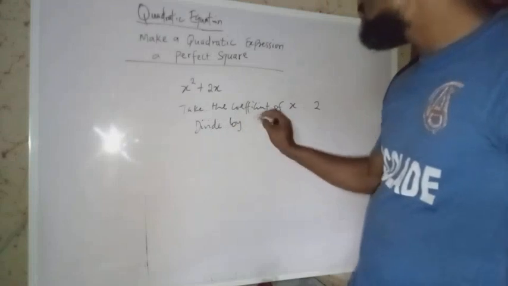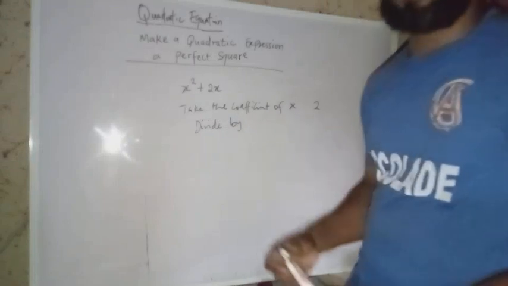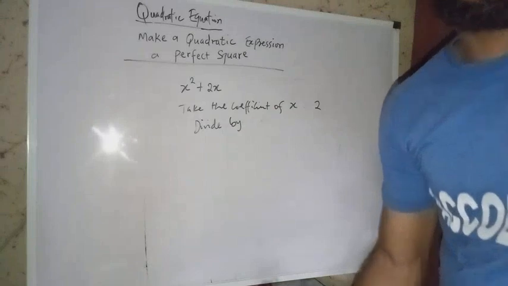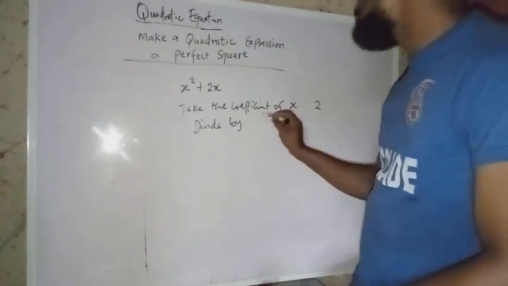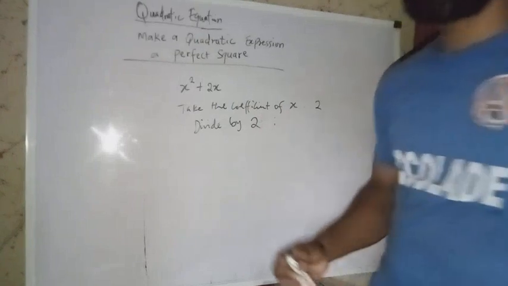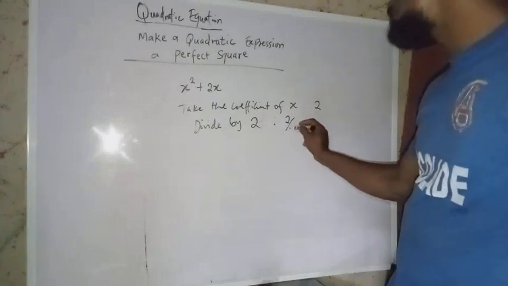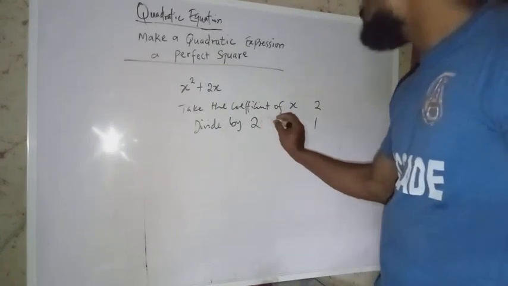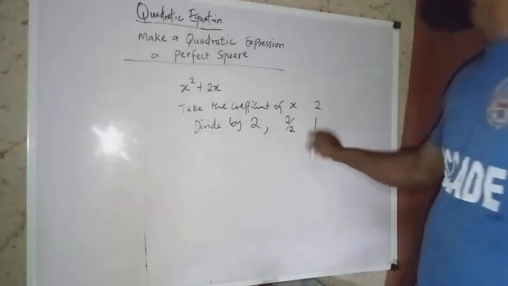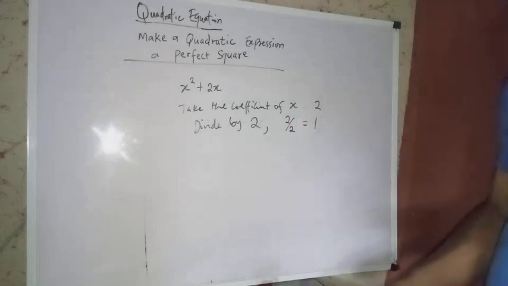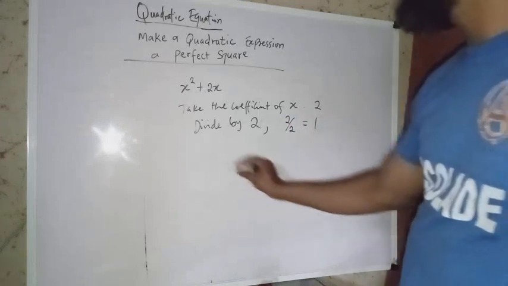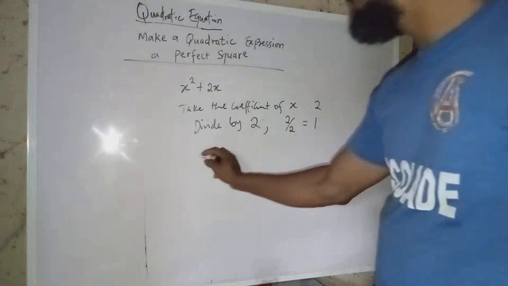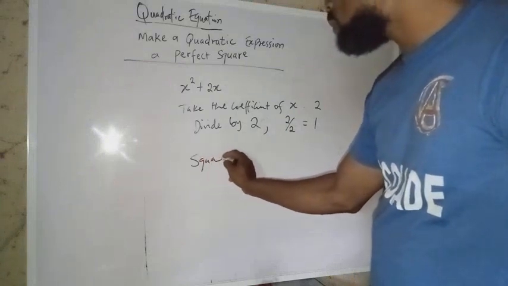divide it by 2. I don't want to say divide it by half. If you divide it by half, it will become 4. So you divide it by 2. When you divide it by 2, so you have 2 divided by 2, that will give us what? 1, right? Good. After you have taken this, the next thing is to square the result.